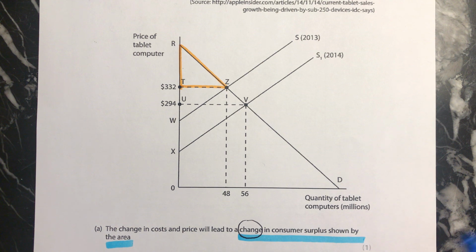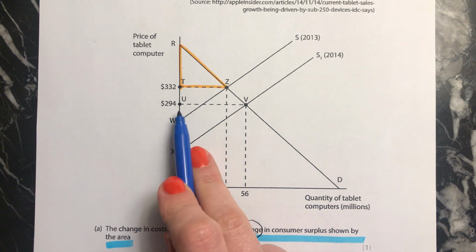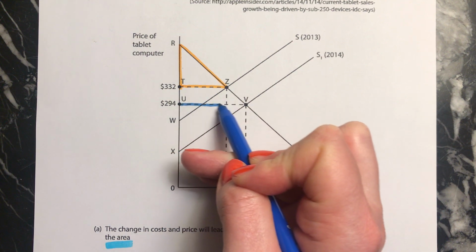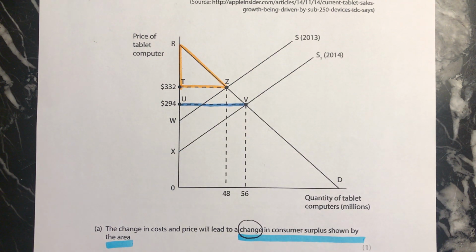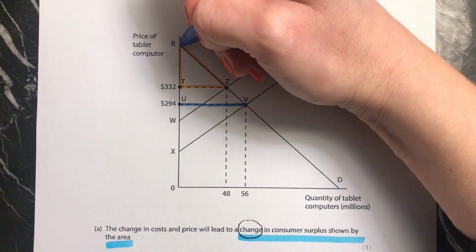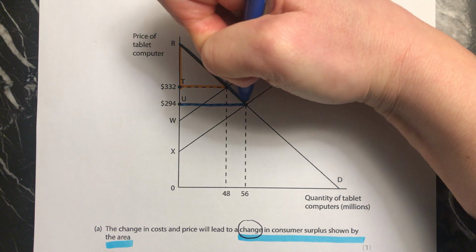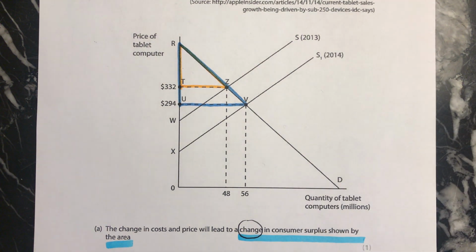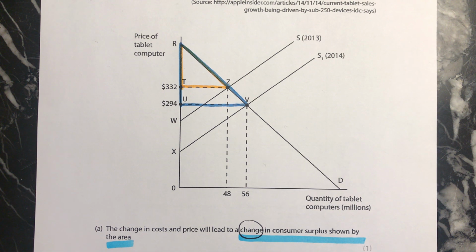The new consumer surplus, you need to go to your new price, $294. Go across to the equilibrium. Because it's consumer surplus, you go along the demand curve, and then you make your triangle like this. And they want to know what was the change in the consumer surplus.